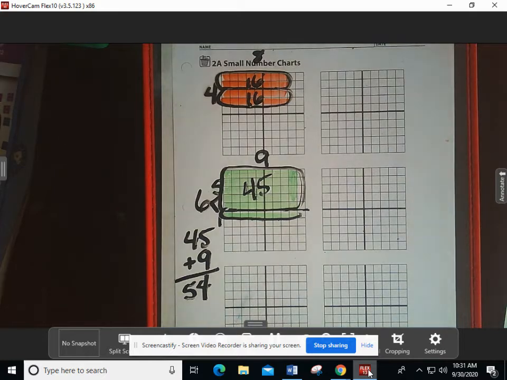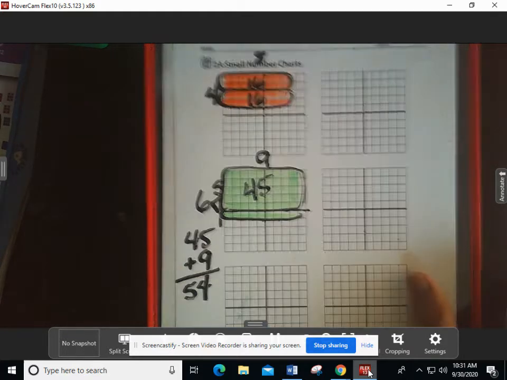Oh my goodness, they knew it right away. 56. Okay, 7 times 8 is? 56. 8 times 7? 56. 56 divided by 7? 8. Okay, I finally caught him. Okay, 56 divided by 8? 7. So we're working on our 7 times 8 equals 56 this week.